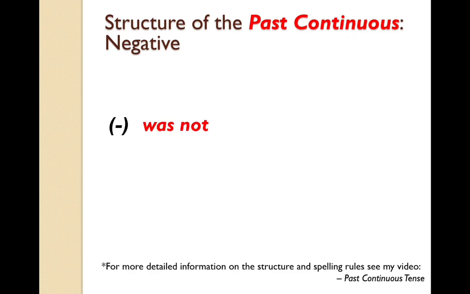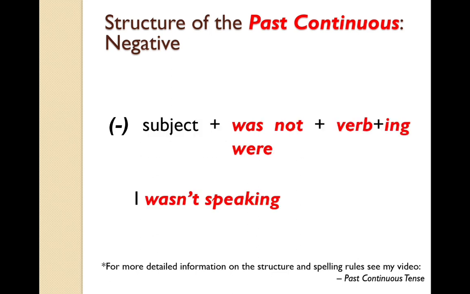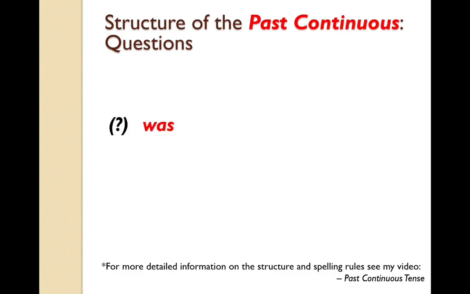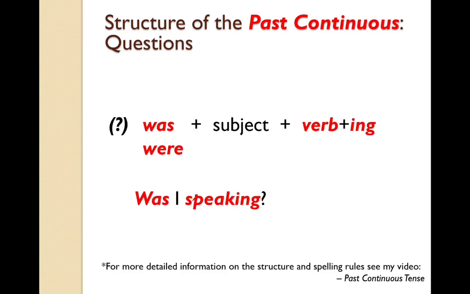Was not can be contracted to wasn't, and were not can be contracted to weren't. The contracted forms wasn't and weren't are much more natural in speaking. I wasn't speaking. You weren't speaking. For the question, we start with was or were plus the subject plus the verb with ing. Was I speaking? Were you speaking?